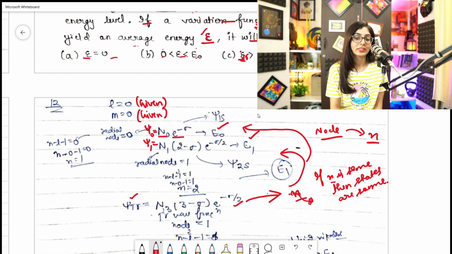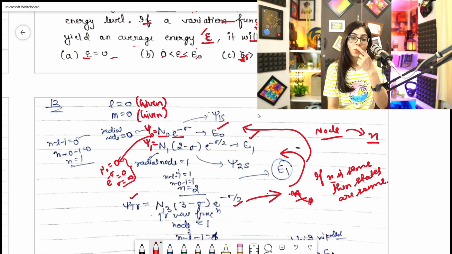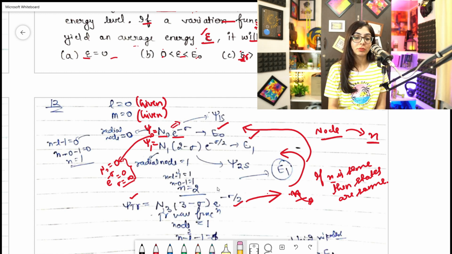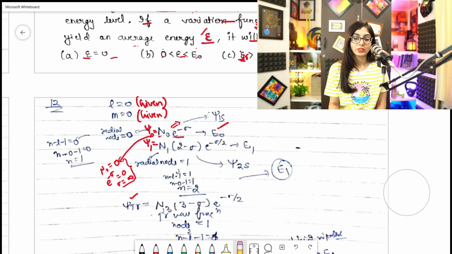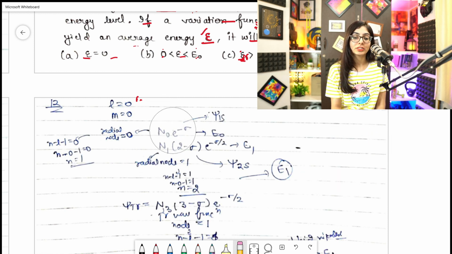In psi naught, no node is there, because you can see N naught equal to 0, and e^(−σ) equal to 0 means sigma is equal to infinity. These are just boundary conditions, right? So this function does not have any node. Let me just first rub this out so things will be clearer to you. Now the first function, the ground state function, has 0 nodes.